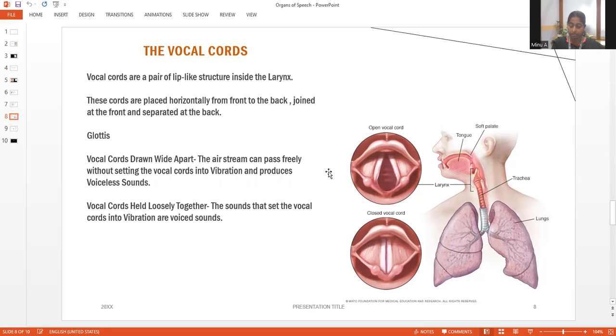Let's say when the vocal cords are kept close, not tightly closed but loosely held together, and the air passes through them, it creates a kind of friction, a frictional sound. Such sounds are known as voiced sounds. When the vocal cords are kept apart, the air passes through without much friction, or without any friction, producing sounds known as voiceless sounds. So the structure of the vocal cords decides whether it is a voiced sound or a voiceless sound.